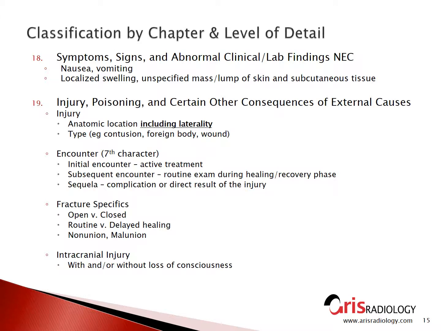Codes incorporate information such as the type of injury, such as contusion, foreign body, or wound, and again, the anatomic location, including laterality. There's a 7th character to describe the encounter of the injury, whether it's the initial or subsequent encounter, and whether it's a sequela of an injury.